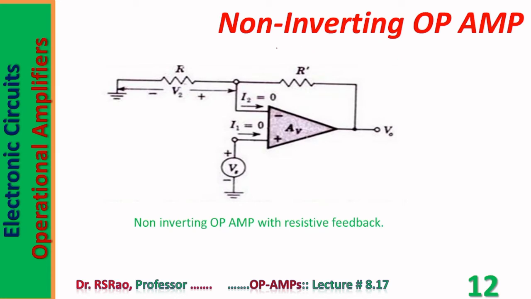So far, whatever we discussed is concerned with the inverting op amp. Now, a few points regarding the non-inverting op amp. Here is shown a non-inverting op amp with resistive feedback. This is feedback. Source Vs is connected here. The source is terminated on the non-inverting terminal. This is output. The inverting terminal is grounded through a resistor R. So this is a typical non-inverting op amp configuration.